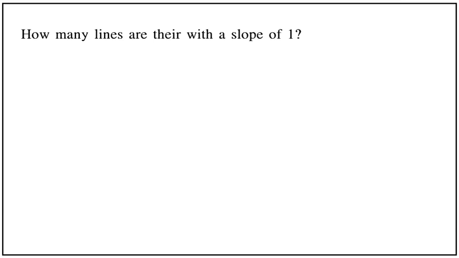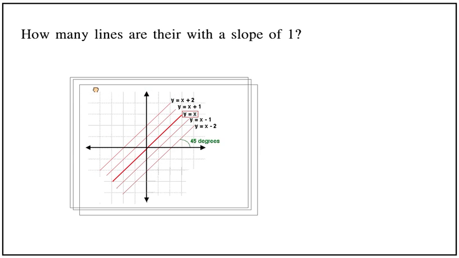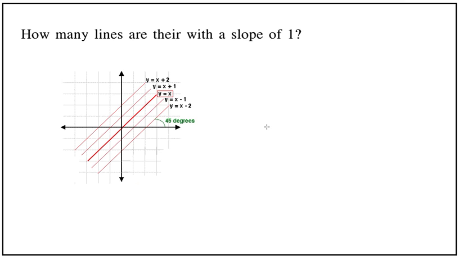Namely, I'm asking you, how many lines are there with a slope of 1? Now I popped that question to you back in chapter 8, and the answer was that there are an infinite number of lines with a slope of 1. And I had this particular image here to justify my reasoning on this. Here you see 5 lines that all have the slope of 1.